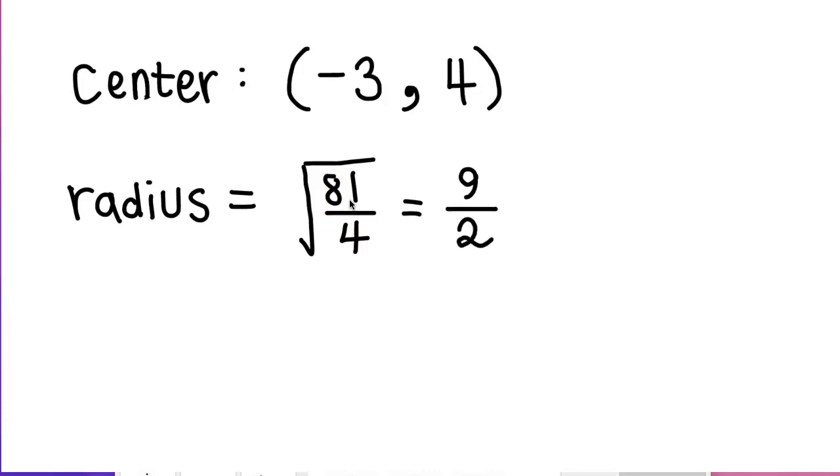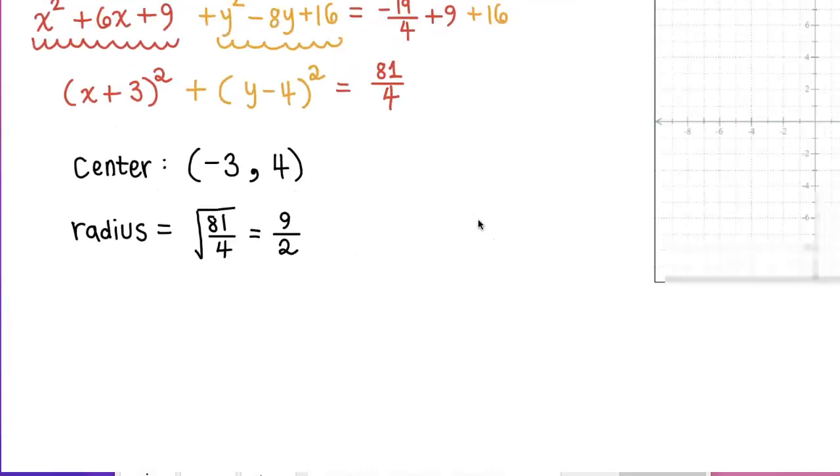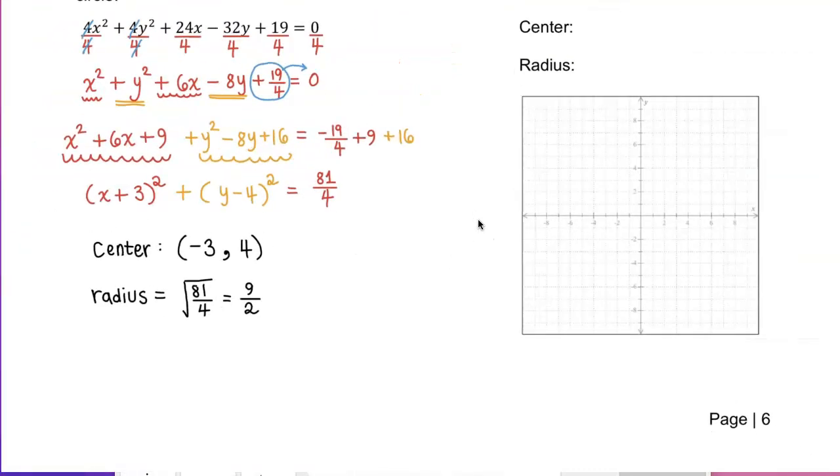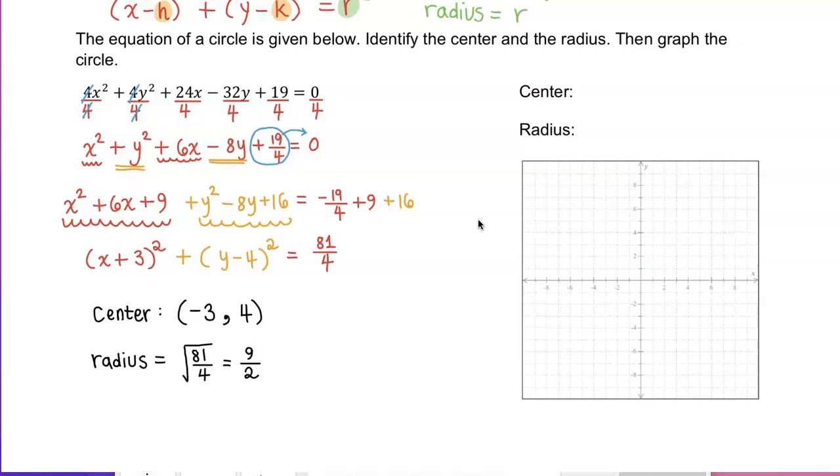So the radius is 9 over 2, and it's easier to actually have it in decimal. I would enter this on ALEKS as an exact fraction when you're doing your homework. But when you're graphing, for example, I'm not sure if homework will ask you to graph this. Well, I think it will because it says then graph the circle. Let's go ahead and graph this right now.